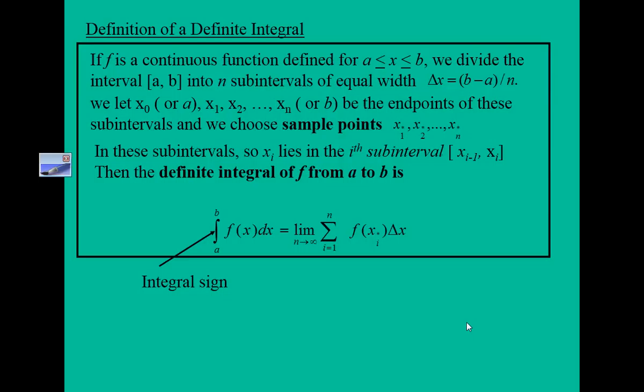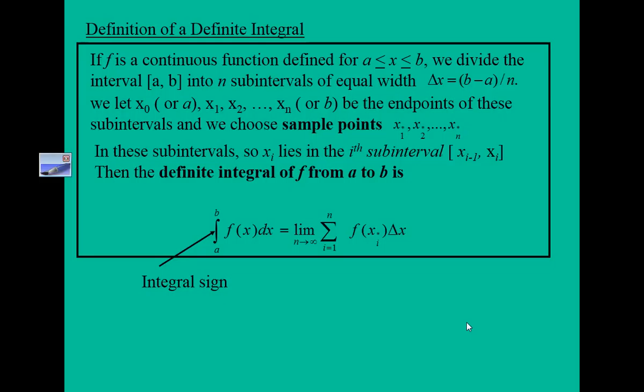is if f is a continuous function defined on an interval a to b, we divide the interval ab into n subintervals of equal width. Now that's the process we looked at in the previous video of finding the widths of our rectangles. So we let x sub 0, that would be equivalent to a, x sub 1, x sub 2, all the way up to x sub n, and x sub n would be at b, be the endpoints of these subintervals, and we choose sample points in that interval.